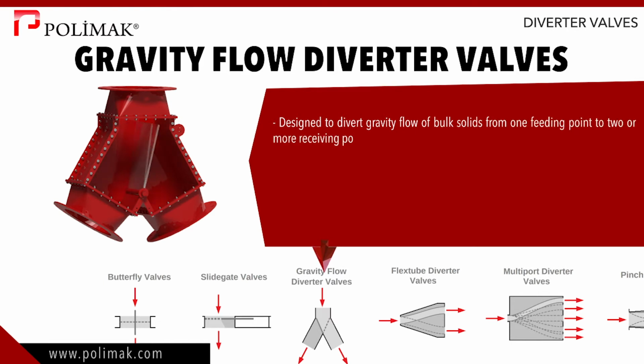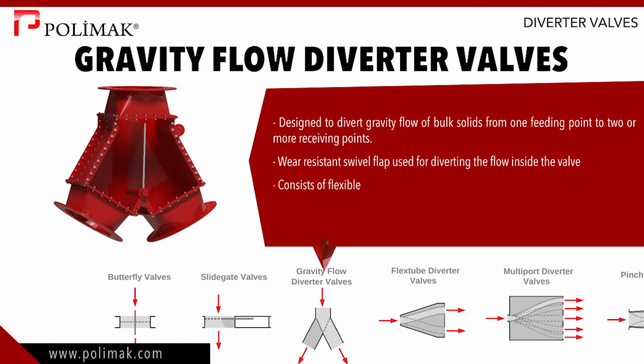Flap-type gravity discharge diverter valves are designed to divert gravity flow of bulk solids from one feeding point to two or more receiving points. A wear-resistant swivel flap is used for diverting the flow inside the valve. Depending on the application, it consists of flexible polyurethane rubber inner surfaces for better sealing.